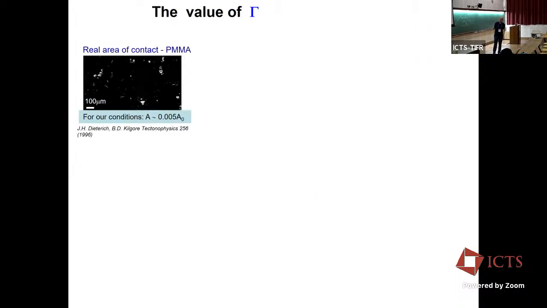And this is a picture. Well, it kind of looks like far galaxies and stuff, but it's not. These are measurements made a few years ago by Dietrich and Kilgore. Each one of these white points is a real contact, and outer space here means nothing. So for the conditions of our experiment, the real area of contact is about 0.5% of the nominal one, which is kind of what's shown here.